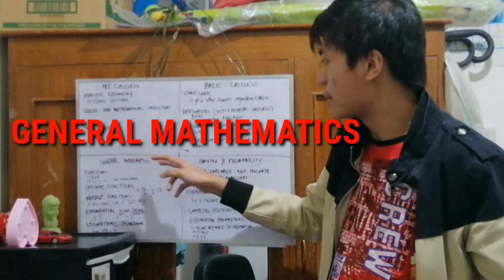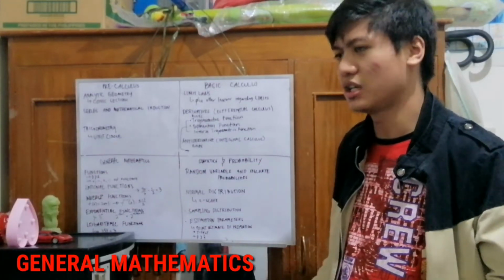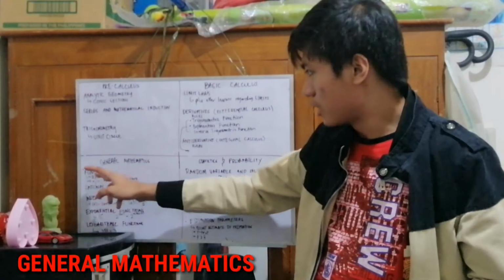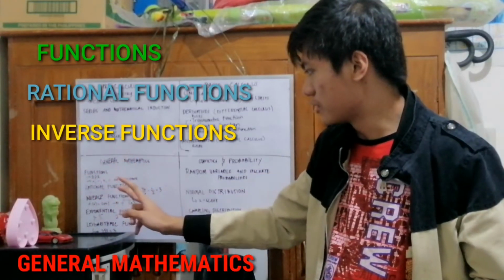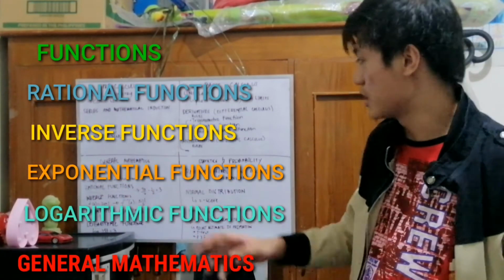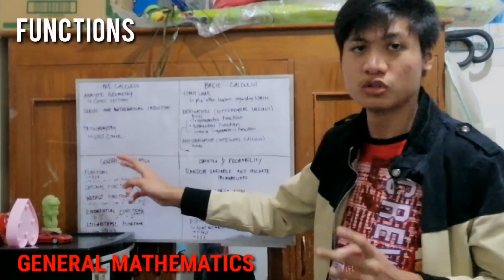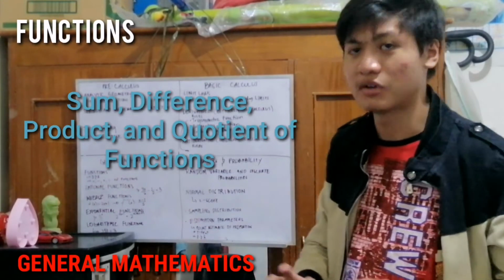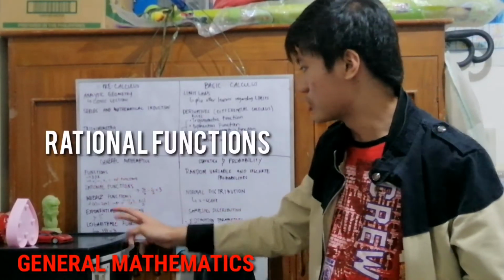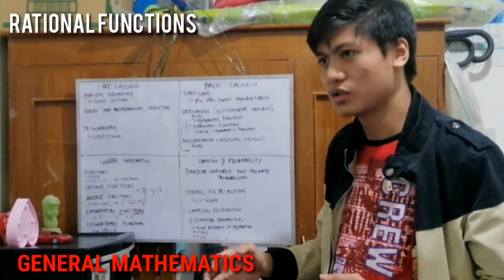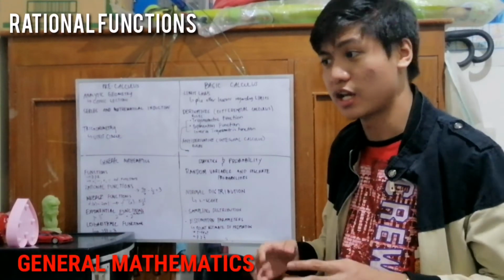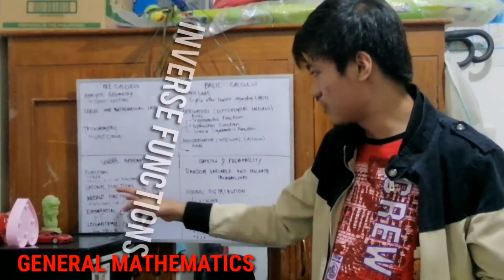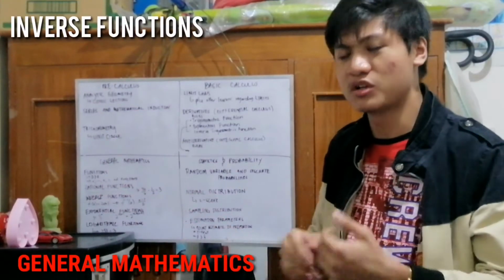Now for general mathematics, we have here 5 major topics. Those are functions, then rational, inverse, exponential, and logarithmic functions. Under functions we have here domain and range, and then the sum, difference, product, and quotient of functions. Then for rational functions, we're going to use cancellation and more of multiplication. Then for the inverse functions, we are going to find the inverse of a specific function.